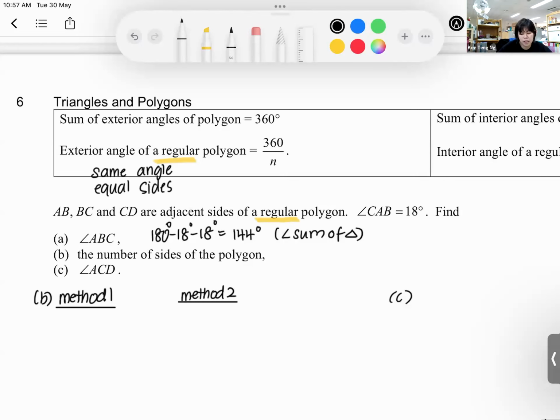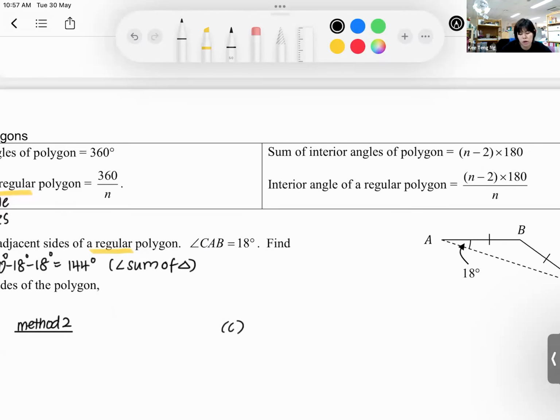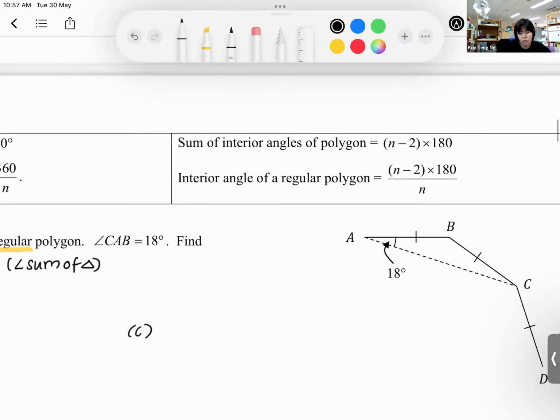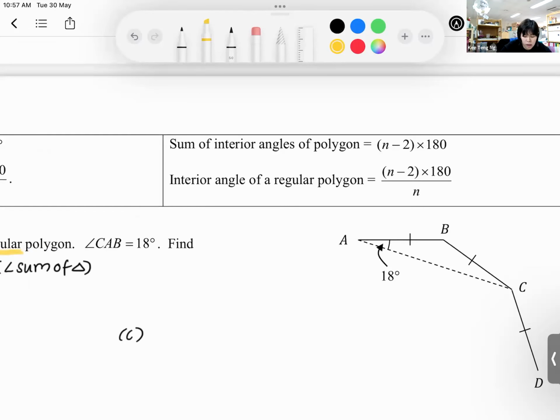Okay, then next part, you have the sum of interior angles of a polygon. The sum of interior angles is given by this formula, n minus 2. A lot of students will forget this portion, right? That is n minus 2. You want to ask me why it is n minus 2? Go and dig out your Sec 1 notes and see how we derive the formula. So it's n minus 2 times 180. The interior angle will be the total sum divided by n.